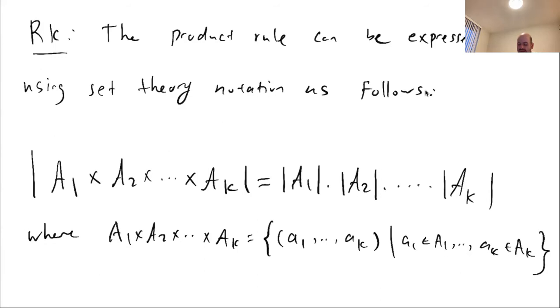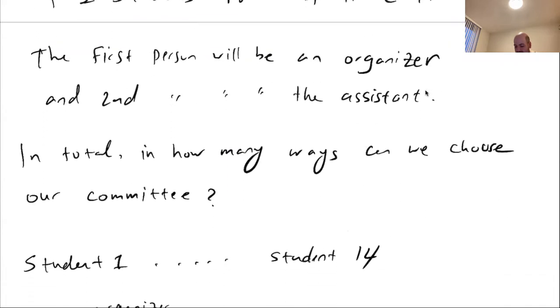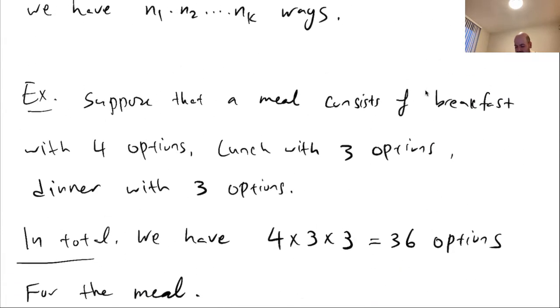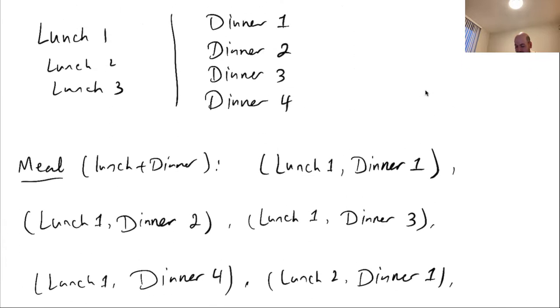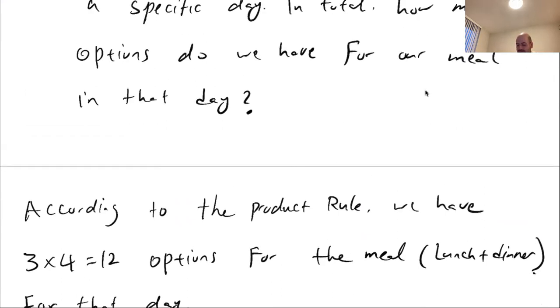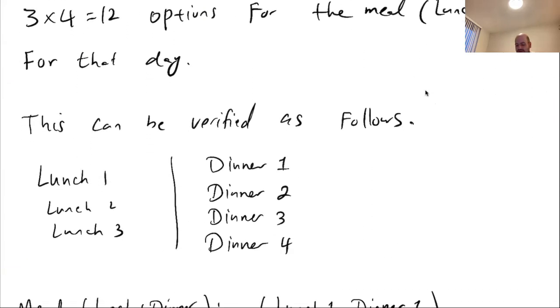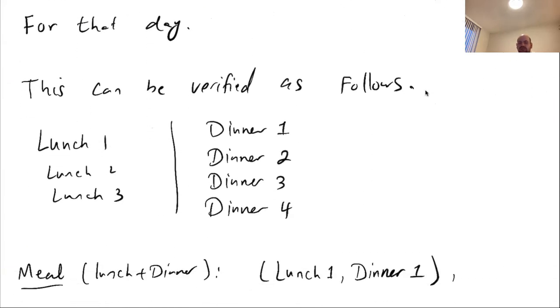Let me explain this. Let's look at one of the examples we did, the one with the meal. Here we had two tasks. So we had a set of elements for lunch and a set of elements for dinner. In our notation, you can call them capital A1 and capital A2. Let's say capital A1 is the set of all lunches that you have, lunch 1, lunch 2, lunch 3. And capital A2 is the set of all dinners that you have, dinner 1, dinner 2, dinner 3, dinner 4.